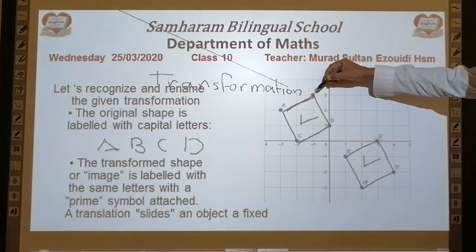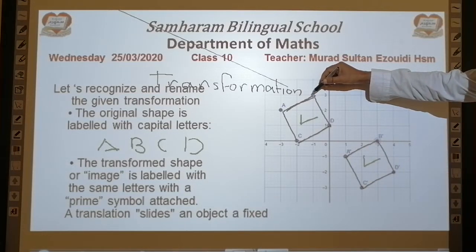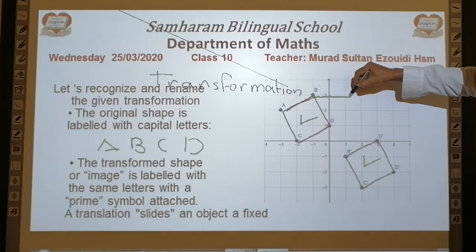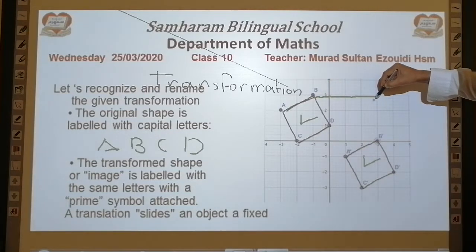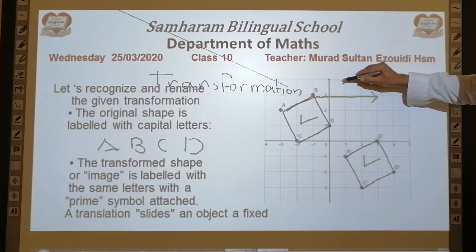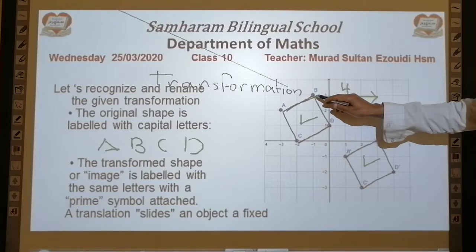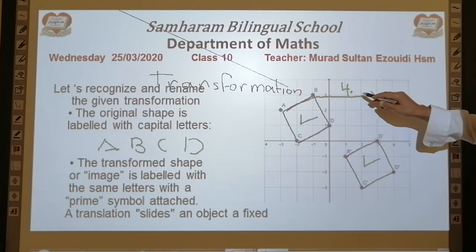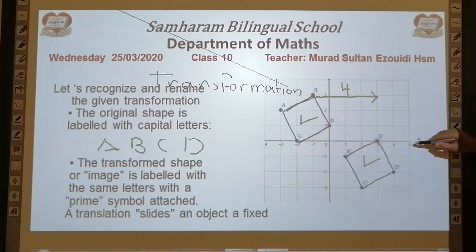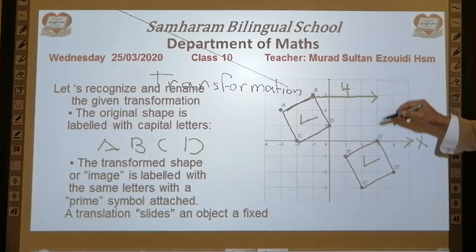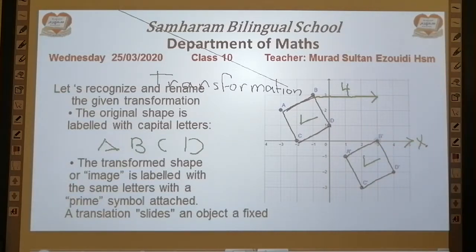For example, with this one, I will try to find the vector of this translation. Look, 1 unit, 2 units, 3 units, 4 units. This is 4. This is the value of x, meaning that this point moves 4 units in the direction of x. And let's see how many units in the direction of y, upwards or downwards.